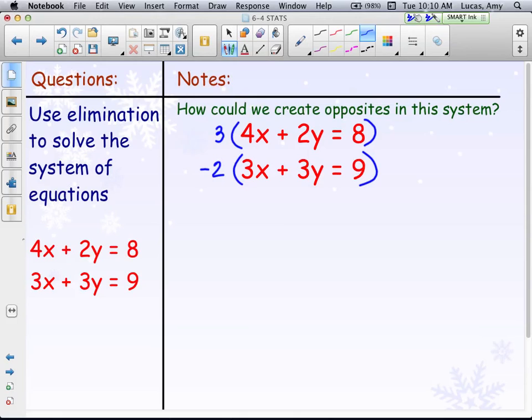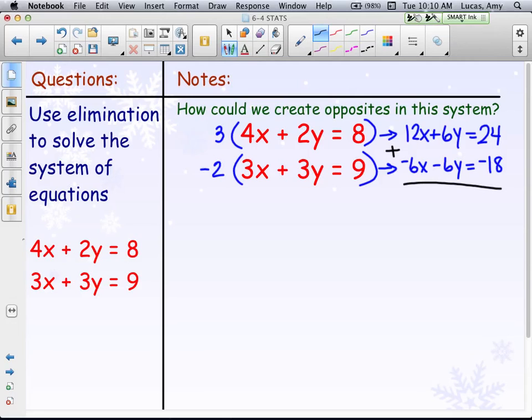So now my new equations. On the top equation, I will have 12x plus 6y equals 24. In the bottom, -6x minus 6y equals -18. Now we're ready to add the system together, and I've eliminated the letter y. 12x plus -6x is 6x. 24 plus -18 is 6. Dividing by 6, x equals 1.